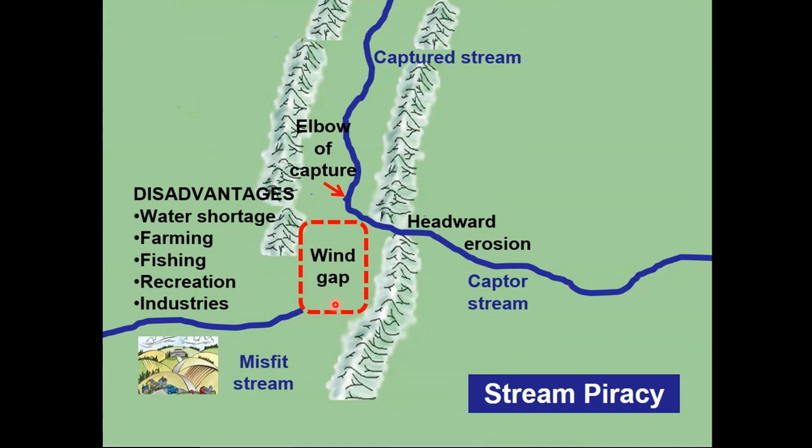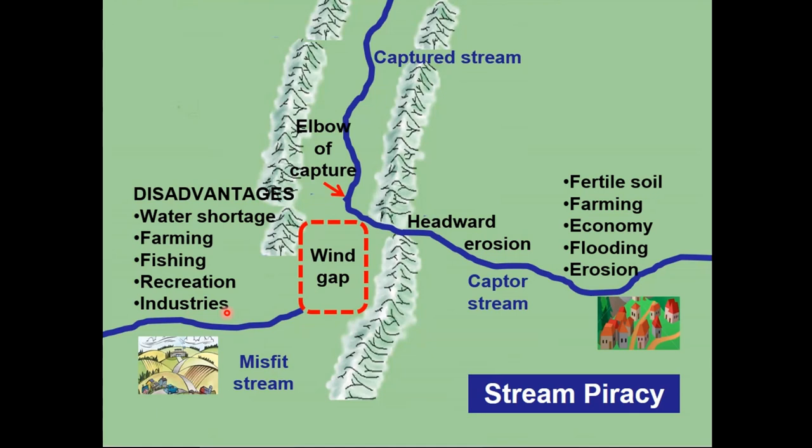Right. So the disadvantages, okay, is when something like that happens, right? So take note: water shortage, farming, fishing, recreation, and industries. For that side over there, the water is now going to that side. Now this area suddenly has more water, so it's got fertile soil. They can do farming, and because they've got farming, they're going to get money. And if they get money, they can build up the economy. But because there's more water, there's a possibility of flooding, right? When flooding takes place, it also goes with erosion. Right.